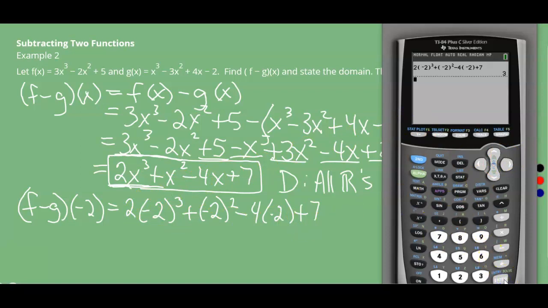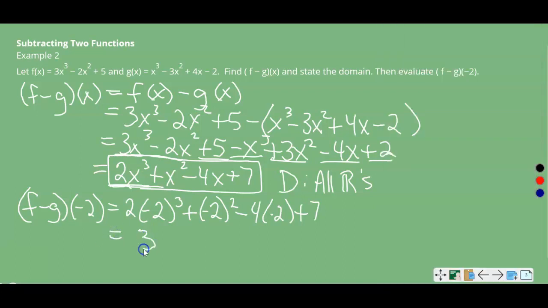All right, so if I type this in correctly, that should give me f minus g of negative 2. So f minus g of negative 2 equals 3. So again, if you were to graph this function here, 2x cubed plus x squared minus 4x plus 7, you would find negative 2, 3 would be an ordered pair that falls on that curve. So 3 would be your answer for f minus g of negative 2.